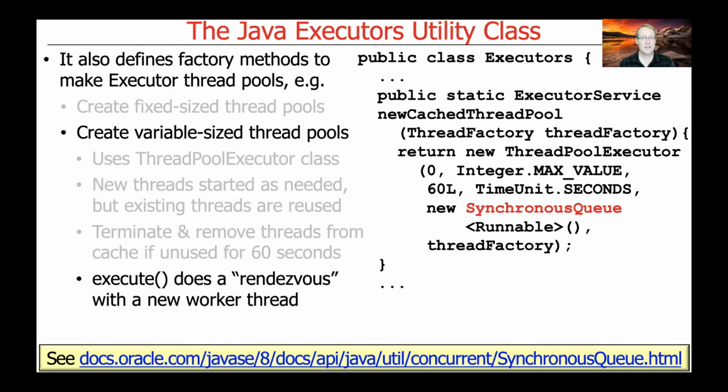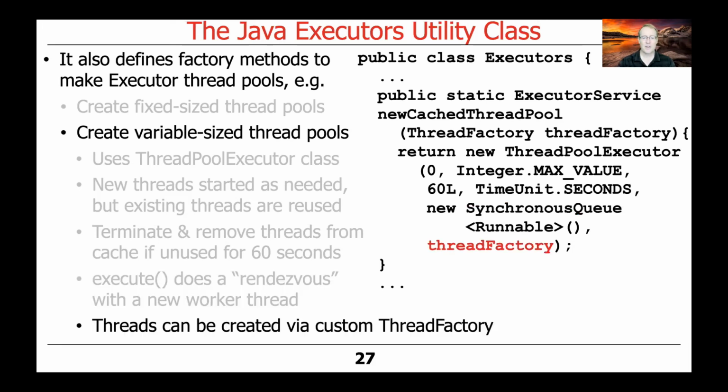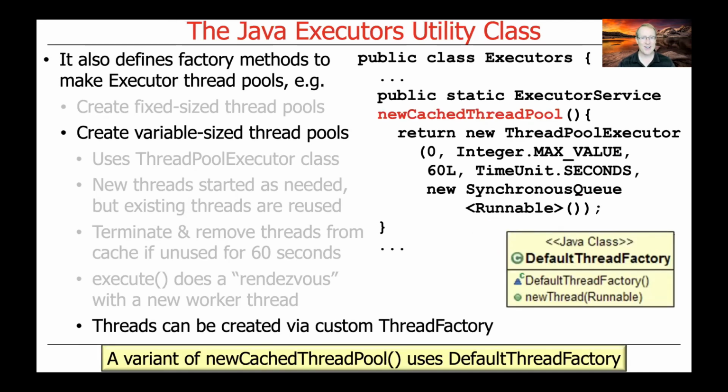A synchronous queue basically does a rendezvous such that it will either pass the request off to a brand new thread, or it'll pass the request off to an existing thread. But it never queues the request. It either makes a new thread or it passes it off to a thread that's currently idle in the pool. And as before, there's a thread factory parameter that you can use if you want to have the cached threads created in some special way. Or if you don't really care, you can just go ahead and use the default behavior. So those are both methods that use ThreadPoolExecutor.